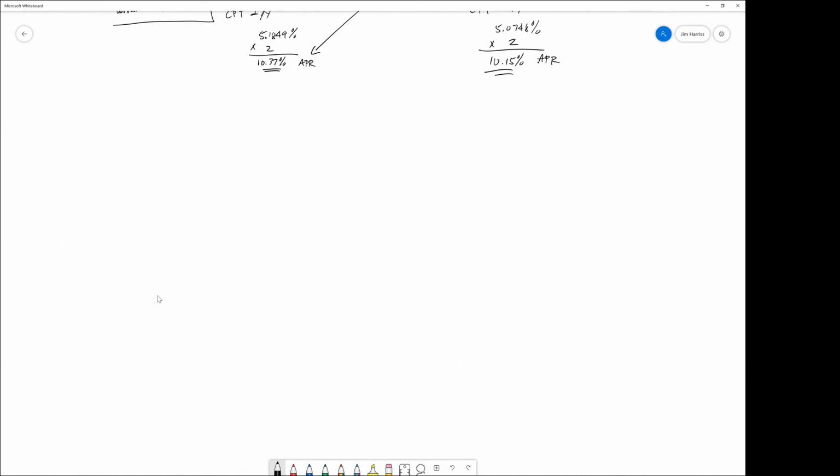Let's start off with this. Let's say you've got $1,000 par. And let's say, one other thing too: bonds are traded in 1/32%. Okay? So we're going to have to deal with that too.